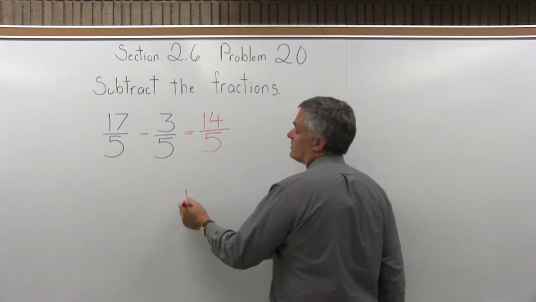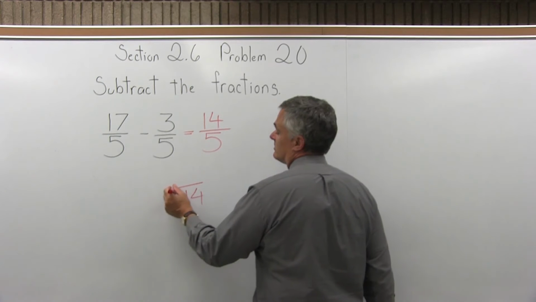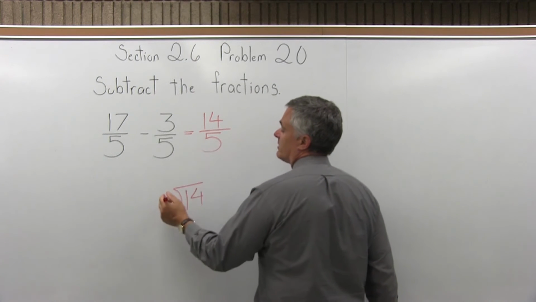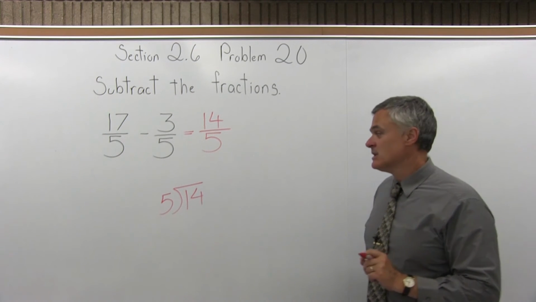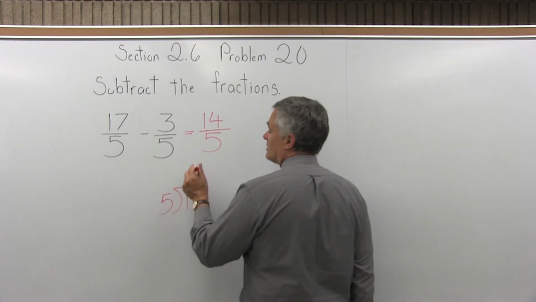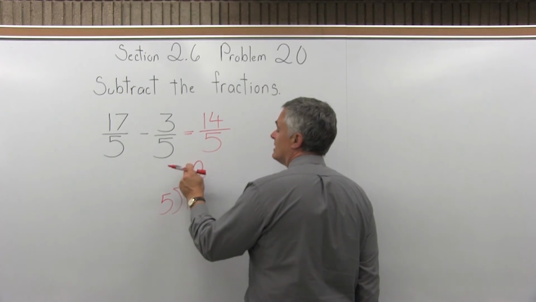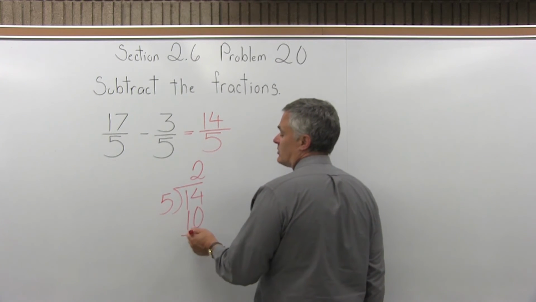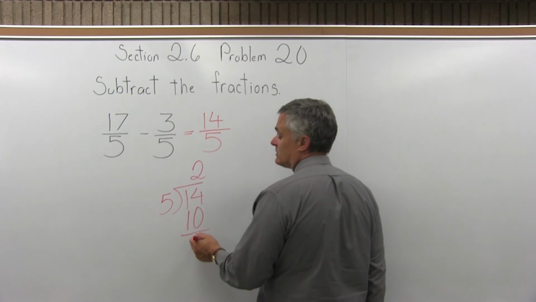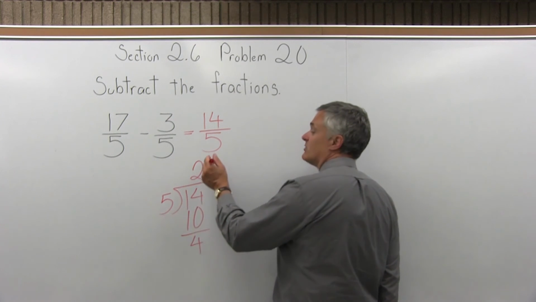So what you want to do is, off to the side, just set up a division problem. The denominator of 5 will divide into the numerator of 14. How many times? So 5 will go into 14 twice. 2 times 5 is 10. And now you can subtract, 14 minus 10 is 4. So my remainder is 4.